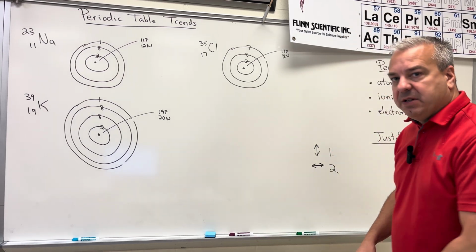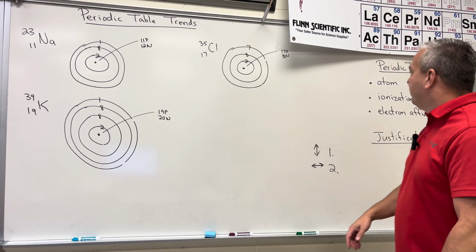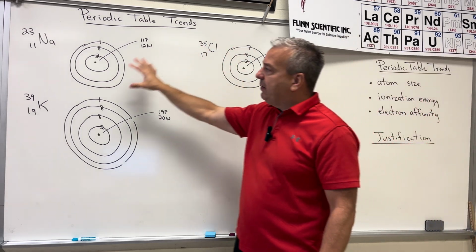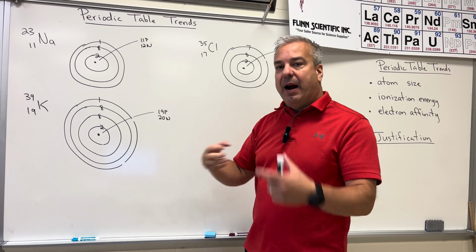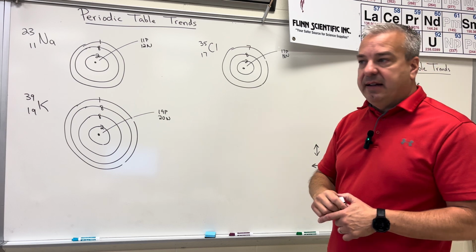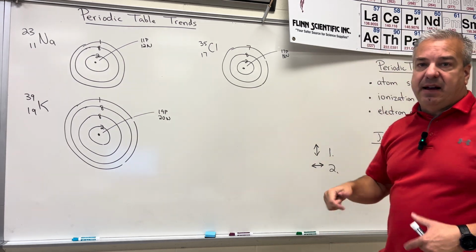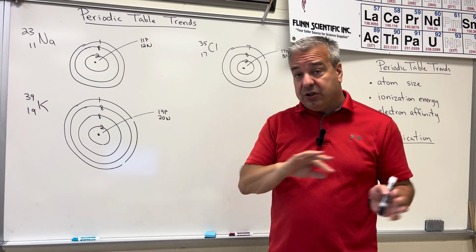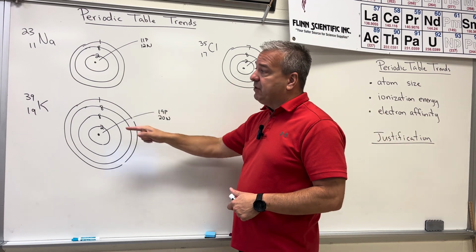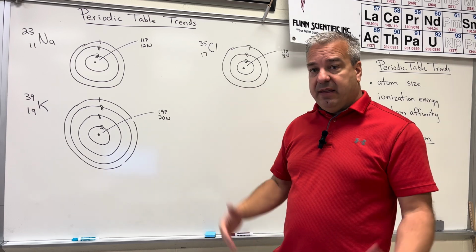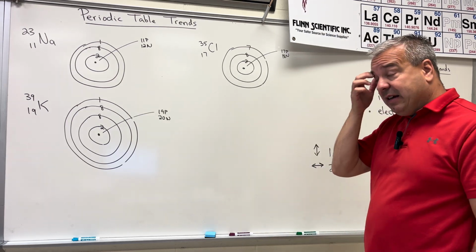In this video, we're going to be talking about periodic table trends, more specifically, atom size, ionization energy, and electron affinity. We're going to use these Bohr models to help describe these periodic table trends. Basically, a periodic table trend is, when we're talking about atom size, does it increase going up or down on the periodic table, or left or right? We're going to use these Bohr models to explain why they do that, as well as the trend itself. So let's jump right into it.